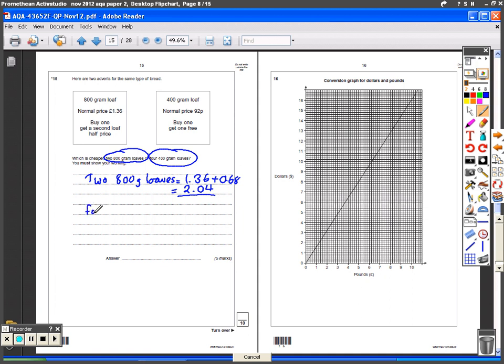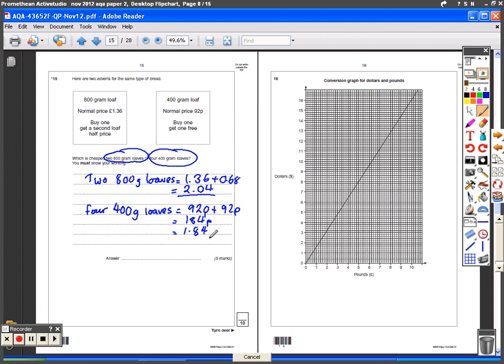Now we need to figure out how many 400 gram loaves cost. So if I want 4 loaves, I buy one, I get one free, so that gives me 2. I have to buy another and another one free. So in fact, to get 4 loaves, I only have to pay for 2 loaves. So that would be a 92p, add another 92p, which gives me, in the calculator of course, 184p, which we can convert into pounds, put the decimal point in between the 1 and the 8 to turn 184p to £1.84.